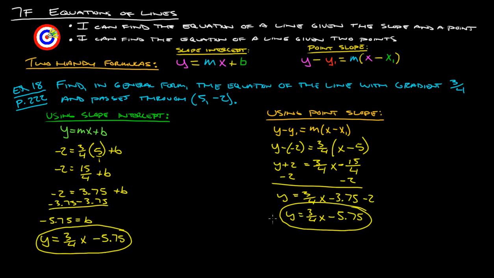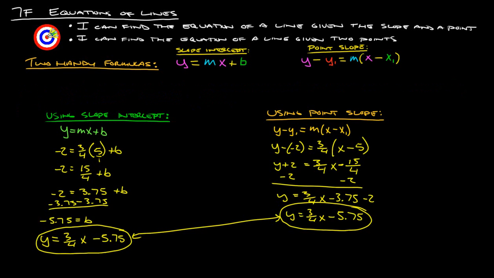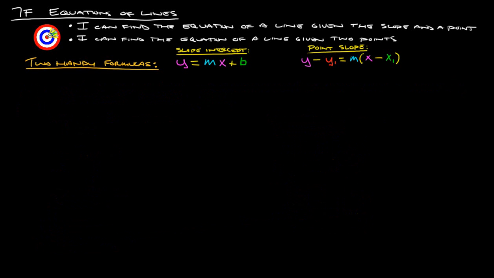So same thing, using 2 different equations. Again, whatever works best for you. If you're more comfortable with slope-intercept, go for it. Point-slope usually is a little bit quicker this way. All right, so let's take a look at another example, and then away we go.